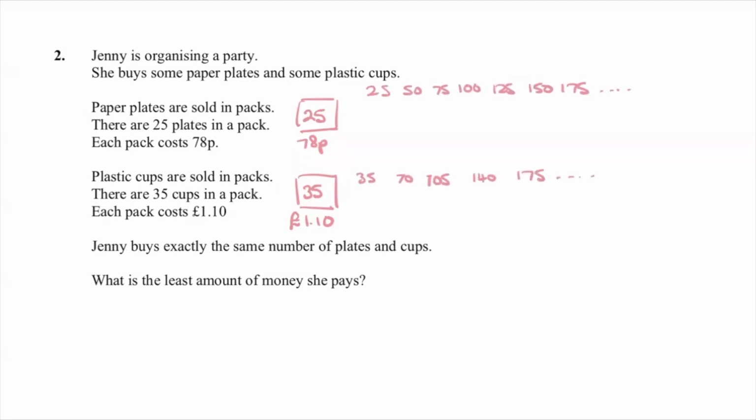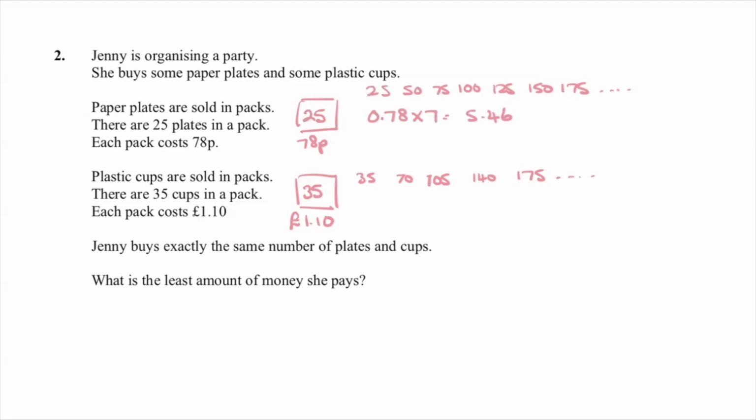Okay, so I can see 175 is the number that's common in both those tables. I had 7 in order to get to 175. So I would be doing 78 pence. Now this is where I'm going to change into pounds. So I know that 175 plates will require me to buy 7 packs at a total of £5.46.